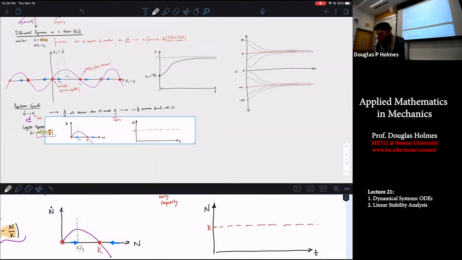And therefore, if we start near 0, but slightly more than 0, we're going to get something that's like this. This curve is S-shaped, and it's called a sigmoid. If I start above k over 2, then I will just slowly increase until I approach my steady state value. And if I start above k, then I'm going to exponentially decrease and asymptotically approach my k.